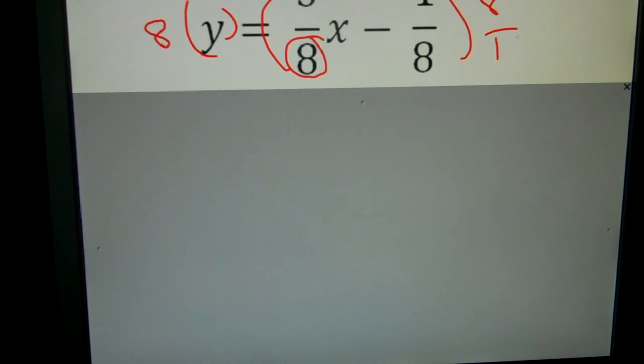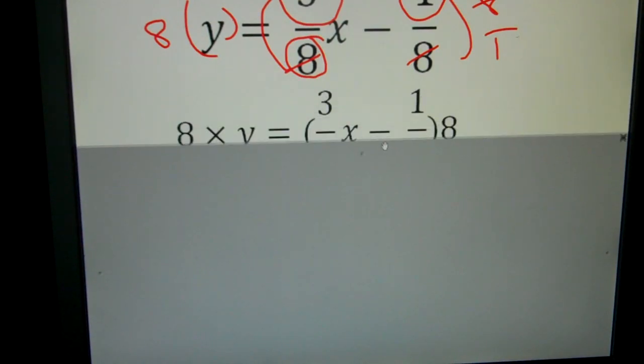Okay? Now, watch here. Look at our different pieces. What happens with these two 8s? Those two cancel there. I'm going to be left with just 3. What's going to happen to these two 8s as well? Because I have a fraction here too. They're going to end up canceling. I'm going to end up with just negative 1.